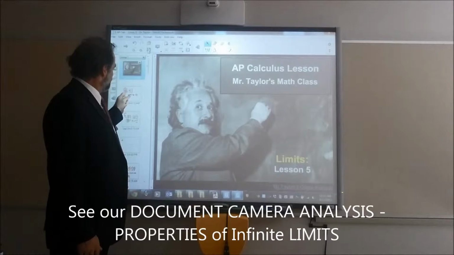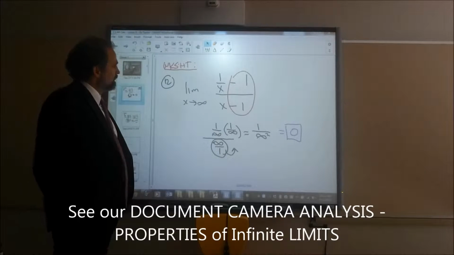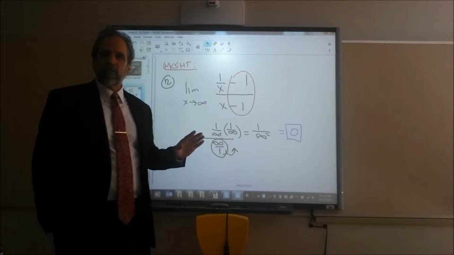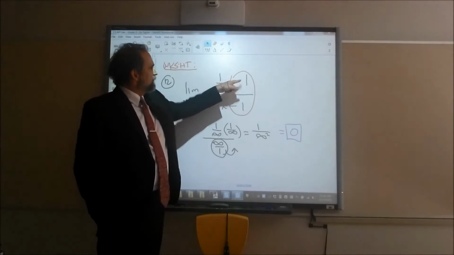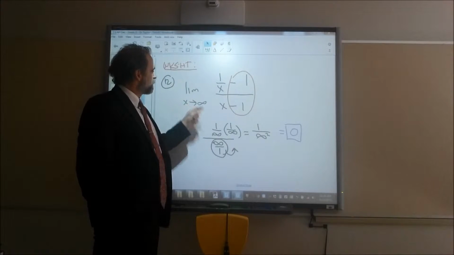Let's take a look at this function. Alright, so I want you to see something here. I went ahead and put it up with the work. The limit as x approaches infinity of (1/x) divided by (1/(x minus 1)).